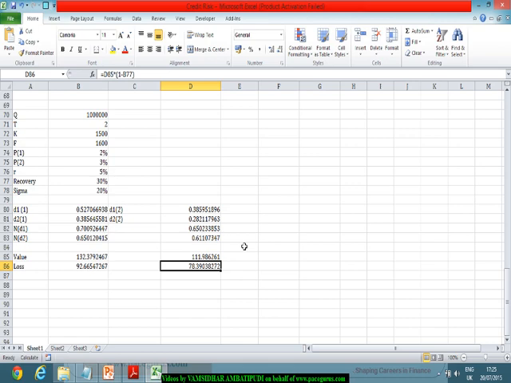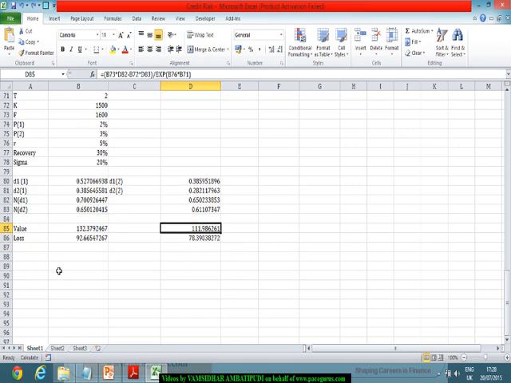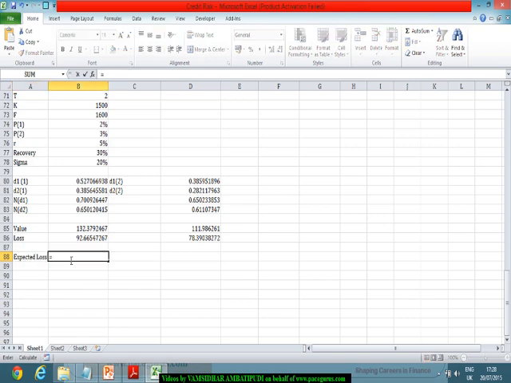So from here I can very well compute the expected loss, which will come out as, okay, this is the probability of default in the first year where the expected loss is this much. This is the probability of default in the second year where the expected loss is this much. So this is what is going to be the expected loss or the cost.